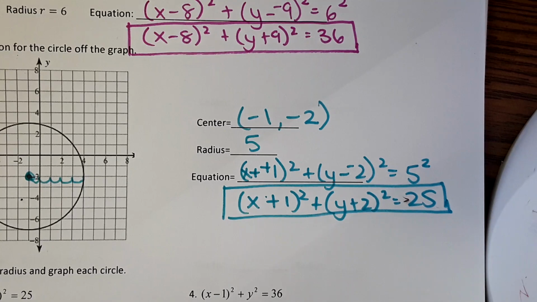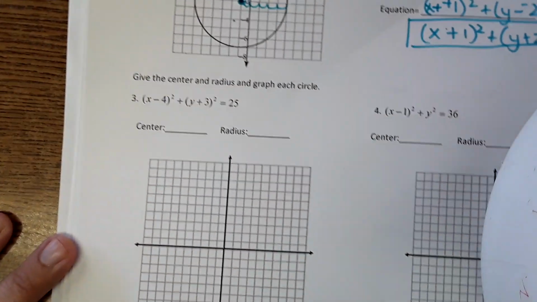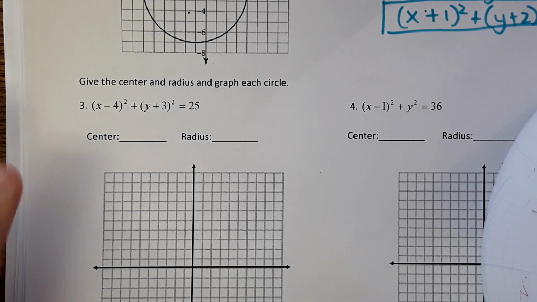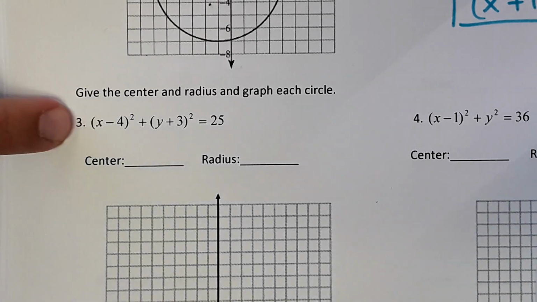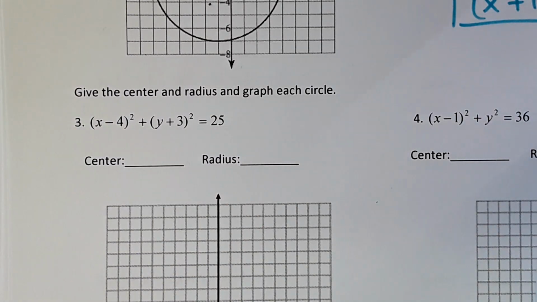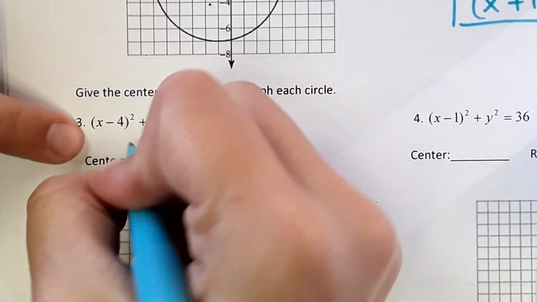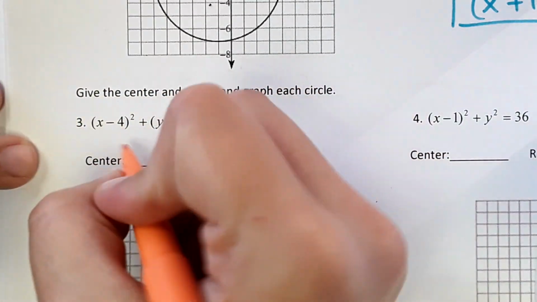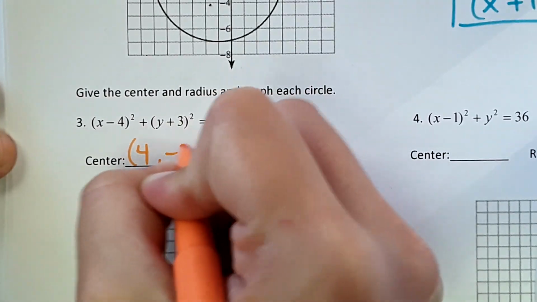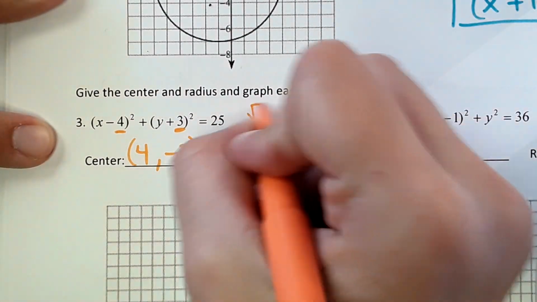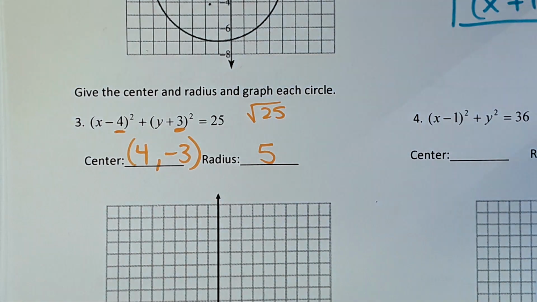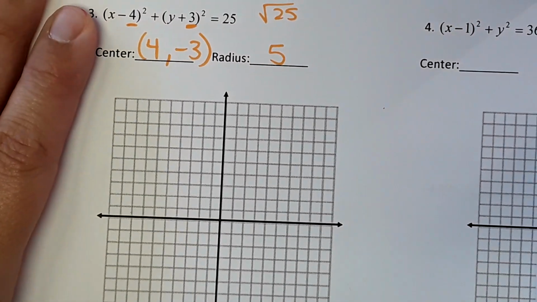Okay, next, number 3. Give the center and radius and graph each circle. So here they're giving us the standard form, and we need to find the center, radius, and then graph it. Well, the center would be at (4, -3), just taking the h and k here. And then the radius, take the square root of 25, and the radius is 5. Okay, and then we can graph the points.